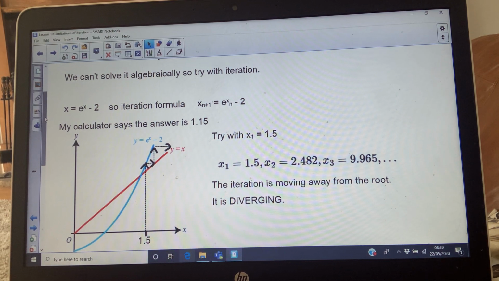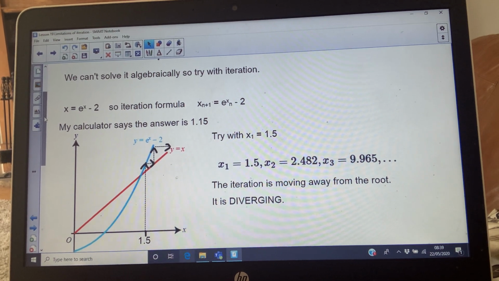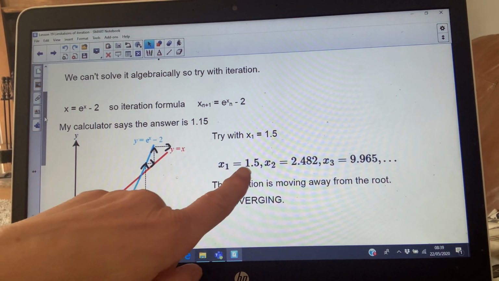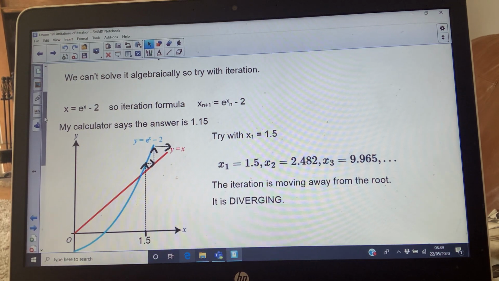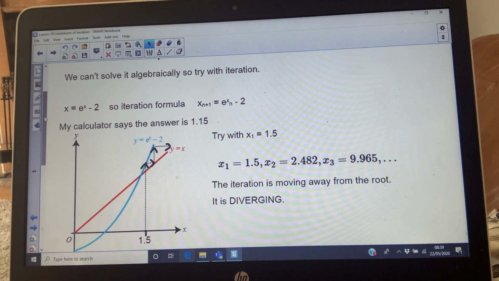So I know that there is an answer. What I'm going to do is do this as an iteration. Obviously I can't go straight in with what I know the answer is, so I'm going to try a number close to it, which is 1.5. This is my calculator doing the iteration, and you might do that in run, or you might do that in recur to get your values.